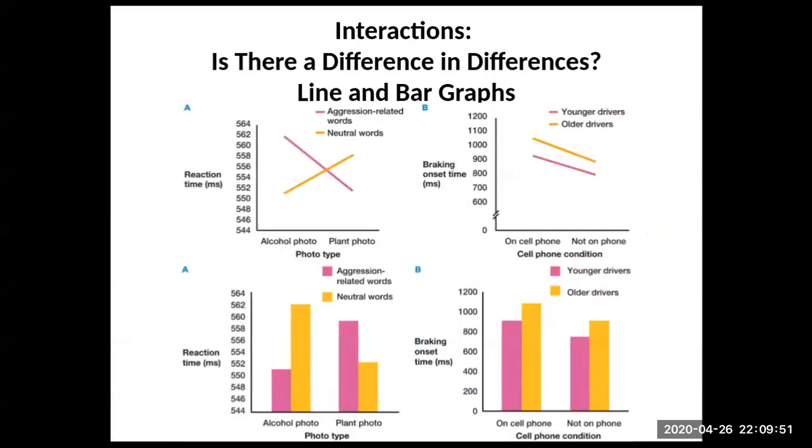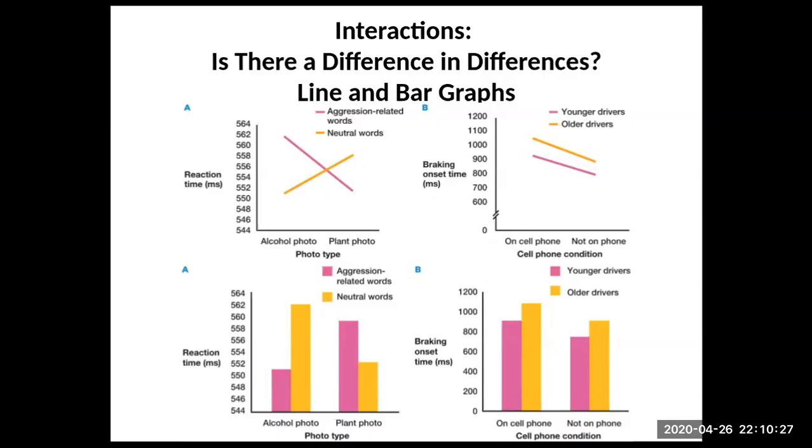So looking at how I said that in a simple experiment with only one IV, a bar graph is better because you can see the differences better. Why did I say that for a factorial design, a line graph would be better? Because again, it's really easy to tell. On the left, on A at the top, reaction time for alcohol versus plant, aggression-related words and neutral words, you see that they cross over, and it's really easy to tell there's an interaction there. For the one on the right, with older and younger drivers, you can see that the lines are basically parallel and there is no interaction there.